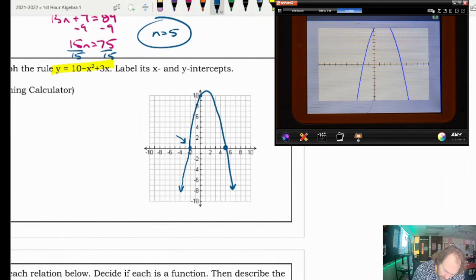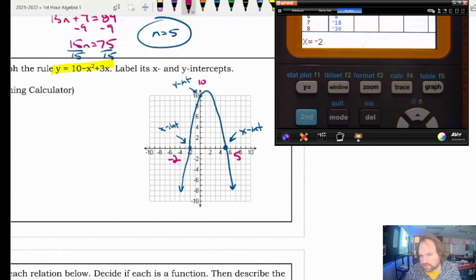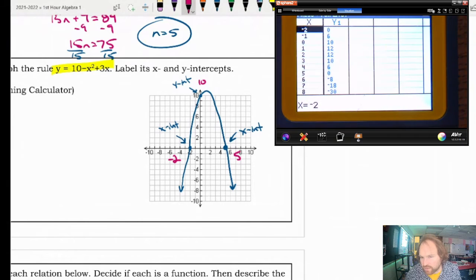We have 2 x-intercepts, and we have a y-intercept. And you might even write down negative 2, positive 5, positive 10 right there. For the table, we're going to do the same thing, except we're going to push the second button first, and then we're going to push the graph button, which is going to show us the table. And that will help us create a table of values.